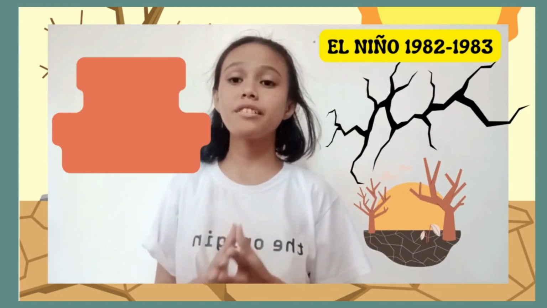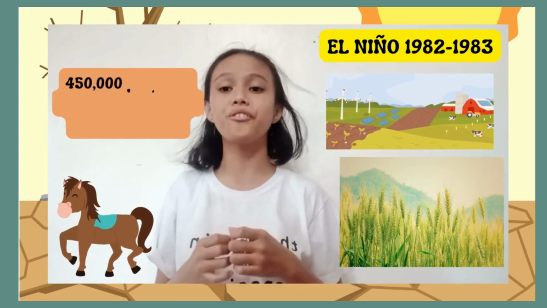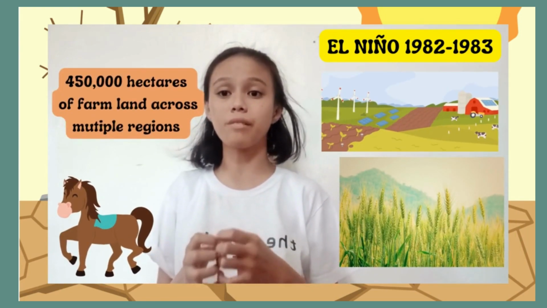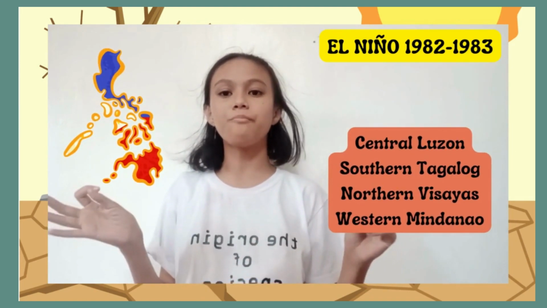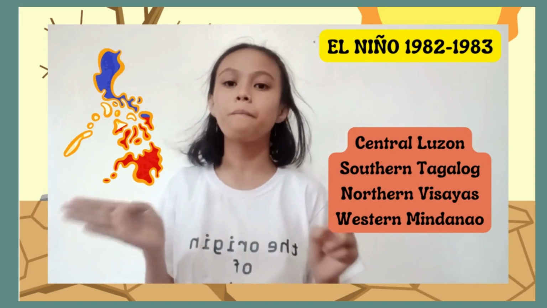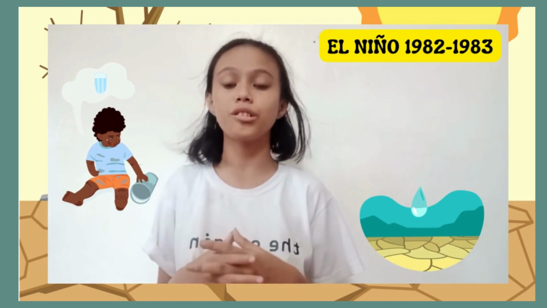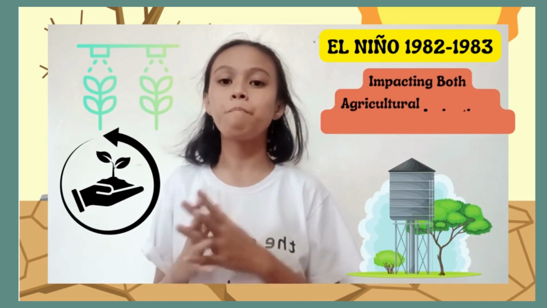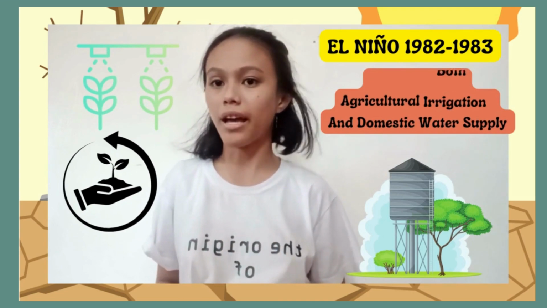Last on the list is the El Nino that occurred in 1982-1983. This event was a prolonged drought that affected 450,000 hectares of farmland across multiple regions including Central Luzon, Southern Tagalog, and northern part of the Visayas and Western Mindanao. Reduced rainfall and dry conditions led to water scarcity, impacting both agricultural irrigation and domestic water supply.